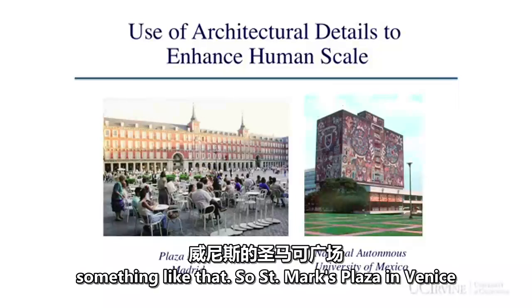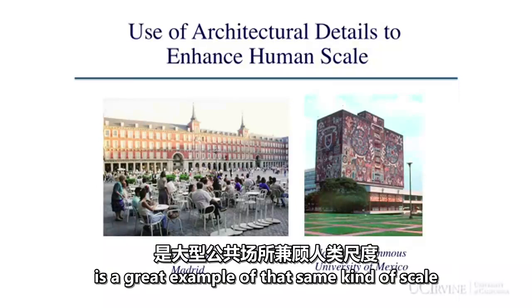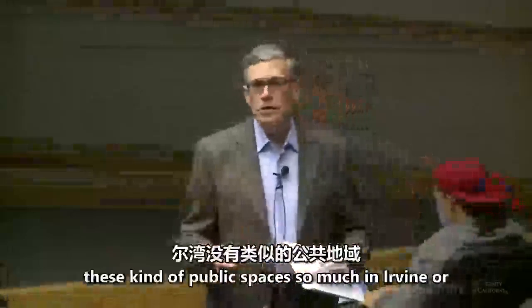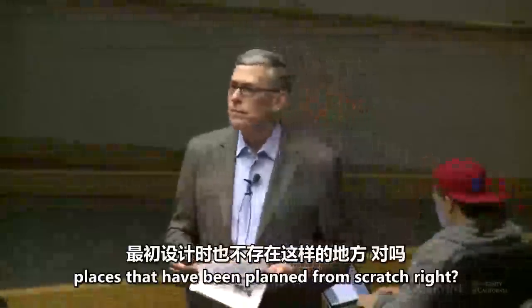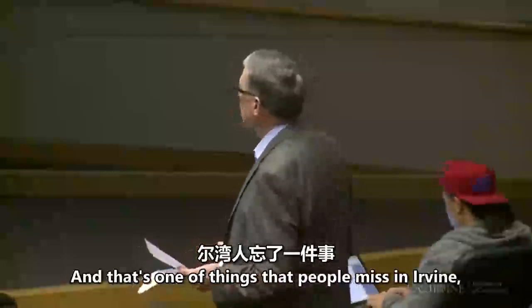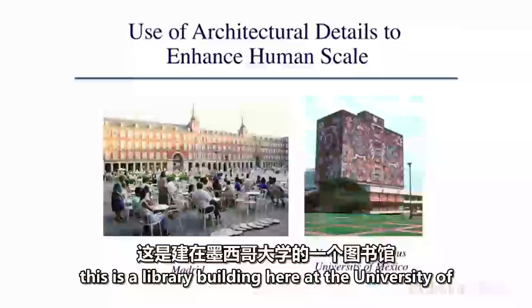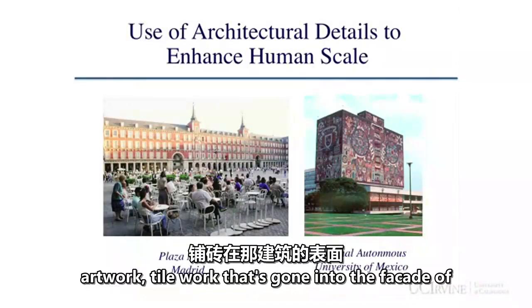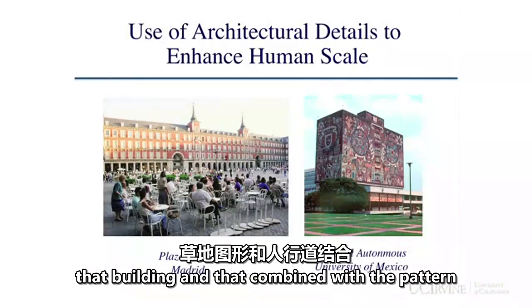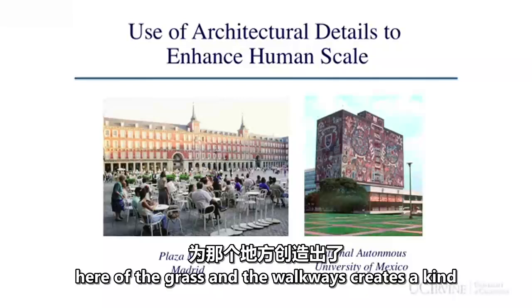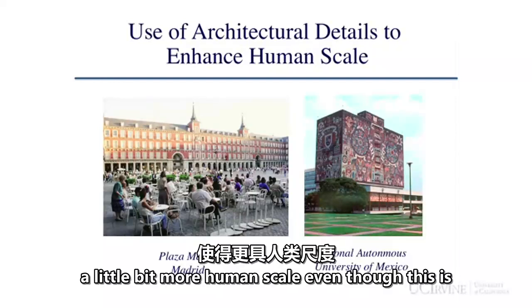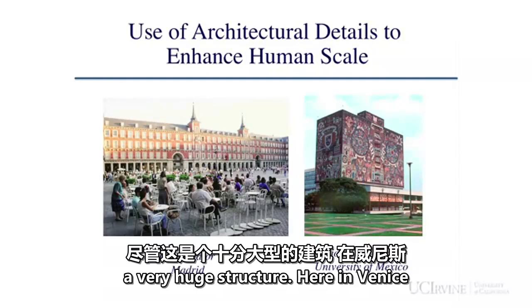St. Mark's Plaza in Venice is a great example of that same kind of scale in a large public space. And you don't find these kinds of public spaces so much in Irvine or places that have been planned from scratch, right? That's one of the things that people miss in Irvine. This is a library building at the University of Mexico, and you can see the incredibly detailed artwork and tile work that has gone into the facade. Combined with the pattern of the grass and the walkways, it creates a textured feel to that place. It makes it a little more human scale, even though this is a very huge structure.